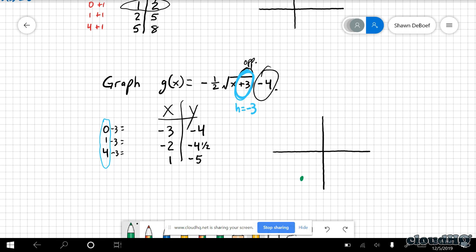-3, -4. -2, -4.5. 1, -5. Notice it got compressed vertically. It's not growing as fast. It's not nearly as steep. It also got shifted left 3 and down 4. And which way is it opening? Is it opening up or down? Oh, this one's opening down because the a value was negative.